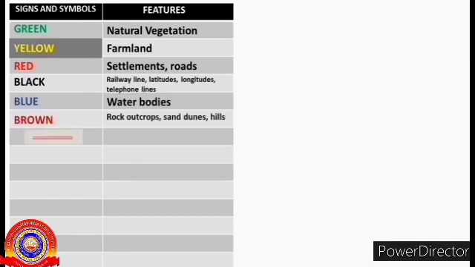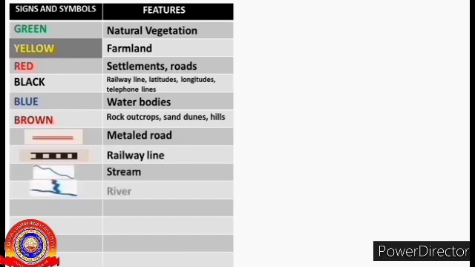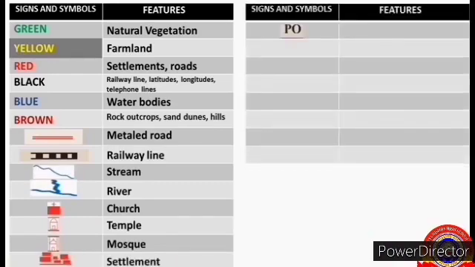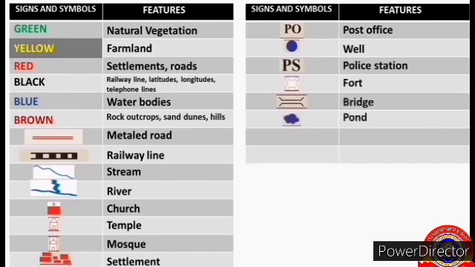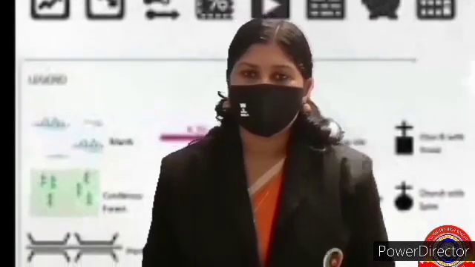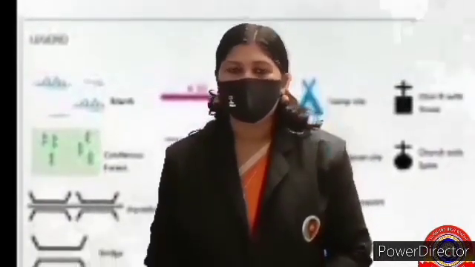This sign is used for metalled road, railway line, stream, river, church, temple, mosque, settlement, post office, well, police station, fort, bridge, pond, tube well and graveyard. So, now we learned a few signs and symbols used in maps. Using the signs and symbols, you can prepare a sketch of the previous description.